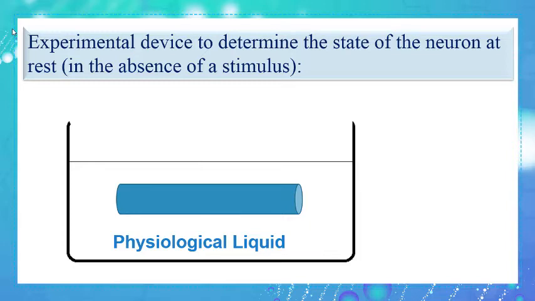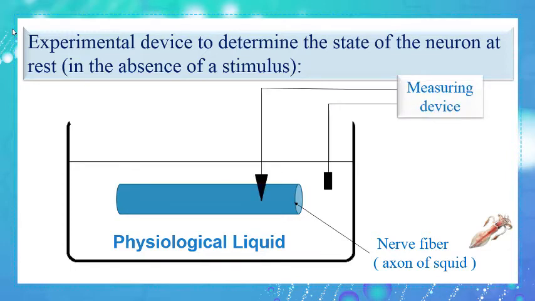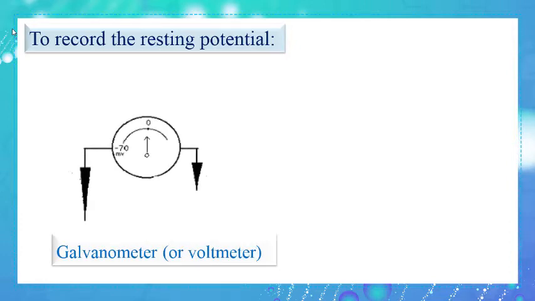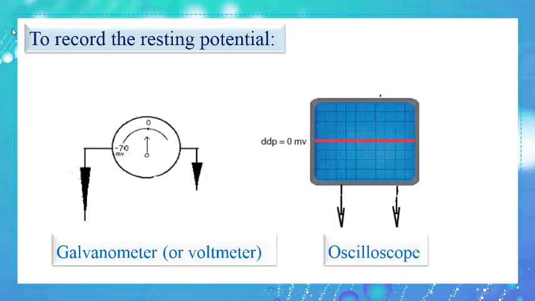This is the physiological liquid where the axon is inserted. Here, this is the nerve fiber of the squid. This is the measuring device. And this is the receptor electrode. And finally, this is the reference electrode. Basically, in order to record the resting potential, a galvanometer or voltmeter is used, or an oscilloscope is used.